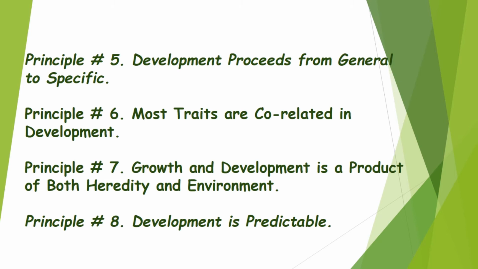Talking about most traits which are correlated in development. Now, when we talk about development, we are not only talking about the physical development, but we are also talking about the emotional and the intellectual development. So all these traits are interrelated. The child who is very intelligent might be very good in maintaining the social relations also. So this is how these traits are interrelated.